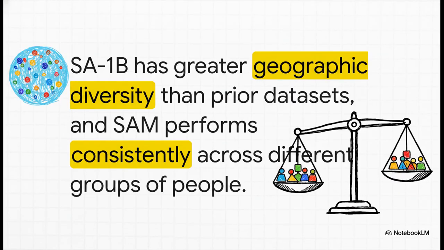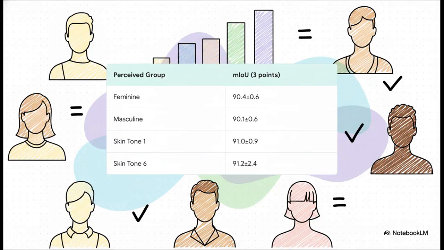And this part is really important. The authors didn't just build this thing and throw it out there. They also did a deep, responsible AI analysis. And what they found is super promising. The dataset has way better geographic diversity than older datasets. And even better, the model itself performs really consistently across different groups of people. And you can see the data right here. When you look at how well the model segments people, the performance across different perceived genders and skin tones is basically identical. The numbers are so close their error bars overlap, which is just strong statistical evidence that it's performing equitably. For a foundation model this big, that is a seriously impressive and critical result.